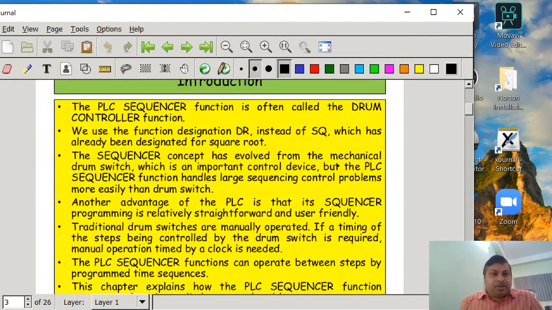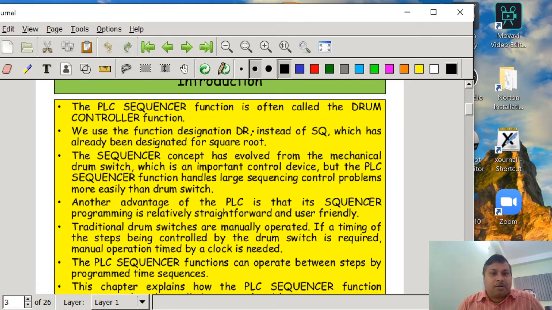So as an introduction, the PLC sequencer function is often called the drum controller function. We use the function designation DR instead of SQ, which has already been designated for the square root. So the PLC sequencer function is designated by DR because the concept originated from the drum controller function, which is a mechanical device, or electromechanical device, we can say.